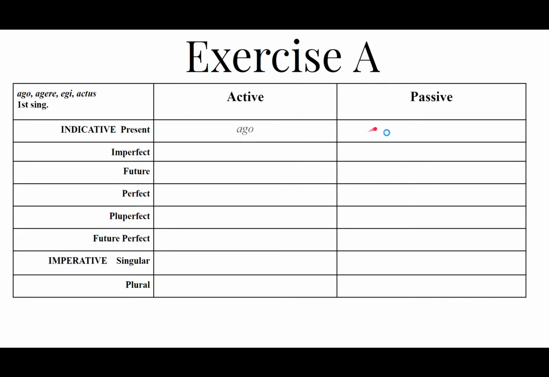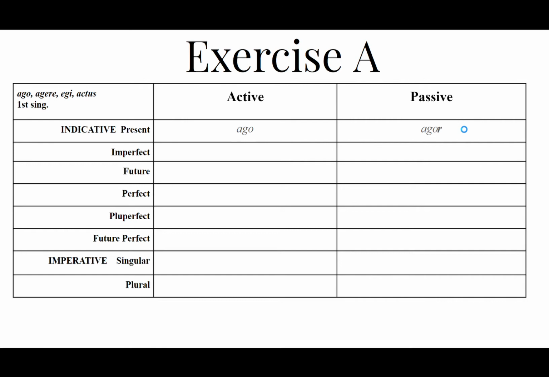In the passive, you write down that first principal part again, ago, only this time for the passive you add the R ending. For the personal endings, remember, the active voice personal endings are O, S, T, mus, tis, nt. Sometimes the O has an M. The passive voice personal endings are r, ris, tur, mur, mini, ntur.